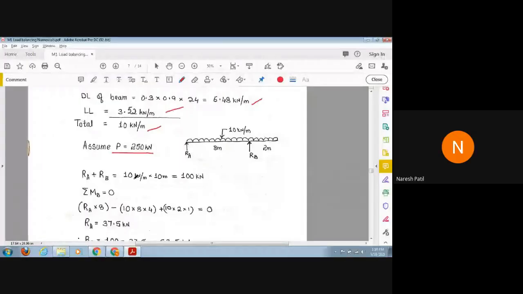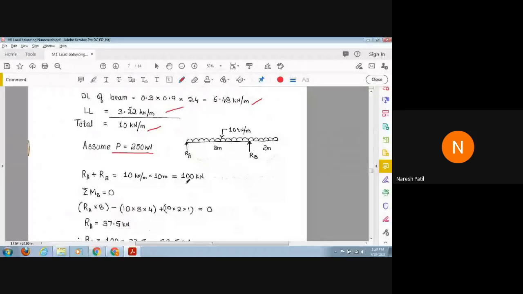Very good. You should have the bending moment diagram because I have told you every time that according to the shape of the bending moment diagram, you have to suggest the cable profile. So for that, you have to find out the bending moment diagram.